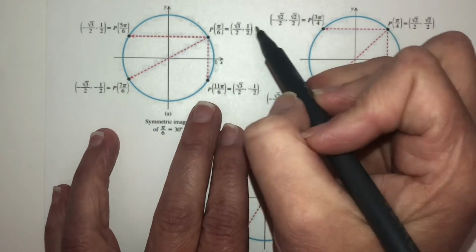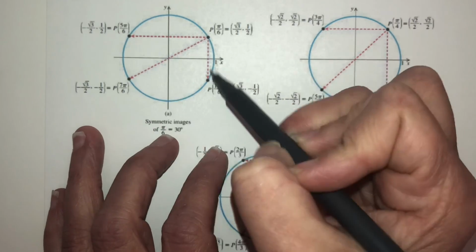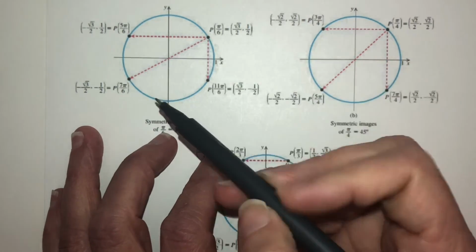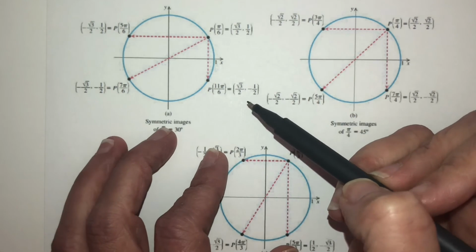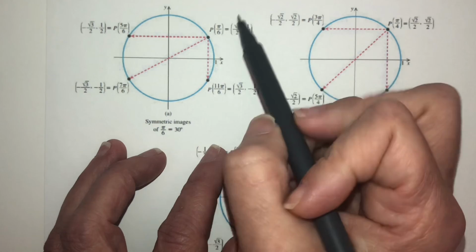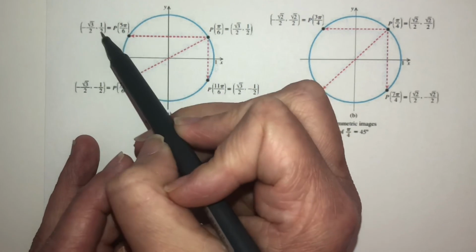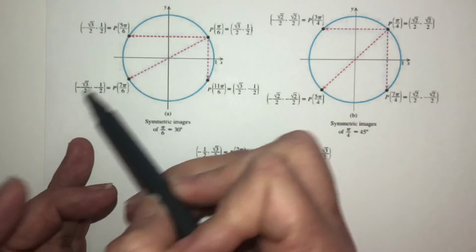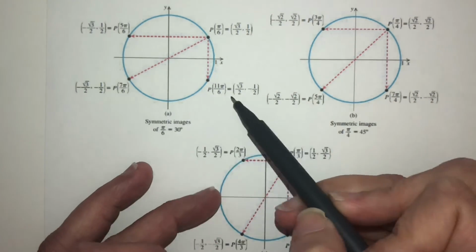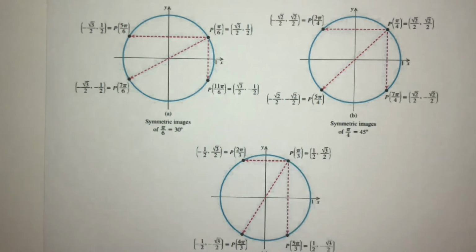When we know pi over 6 is square root 3 over 2, 1/2, and then we make the rectangle like this, basically we have the same numeric values, but with the signs that are appropriate for the quadrant that you're in. So square root 3 over 2, 1/2, here your x values are negative, and your y value is positive. Here they're both negative. Here is opposite. And all we're doing here is using the symmetry for the three angles that we talked about to get their symmetric ones.